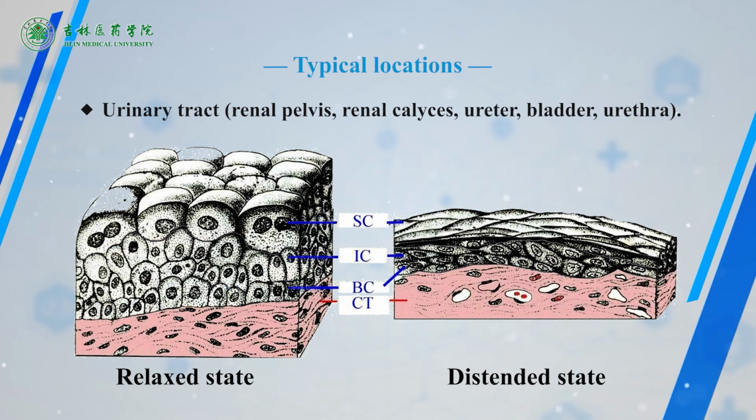The right is urinary bladder in distended state. The epithelium consists of 2 or 3 layers of cells. The superficial cells are large, low cuboidal plates. The lower ones are smaller and irregularly cuboidal.